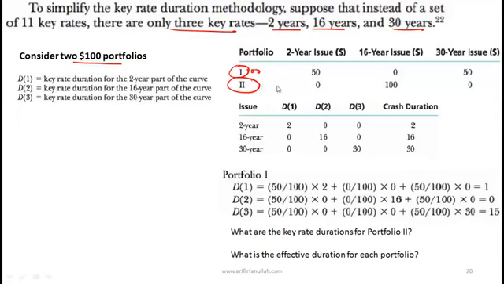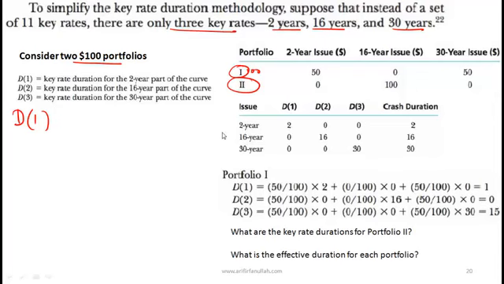2 different bonds, and you can notice that in our case, what are the key rates? The 2-year, 16-year, and 30-year. What happens to the 5-year rate is not important to us, so it's not a key rate in this context. Okay, so let's continue with our definitions. Let's also say that we define this thing called D1, which is the key rate duration for the 2-year part of the interest rate curve. What does this mean? It's the key rate duration for the 2-year part of the curve.